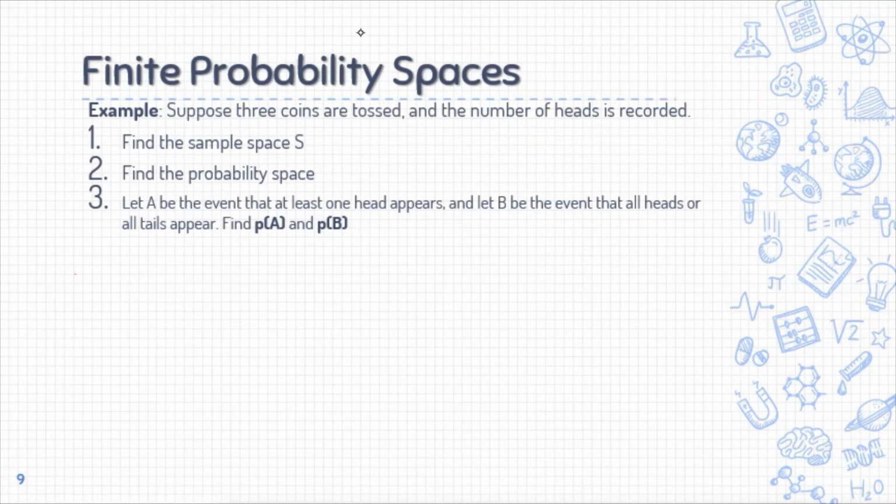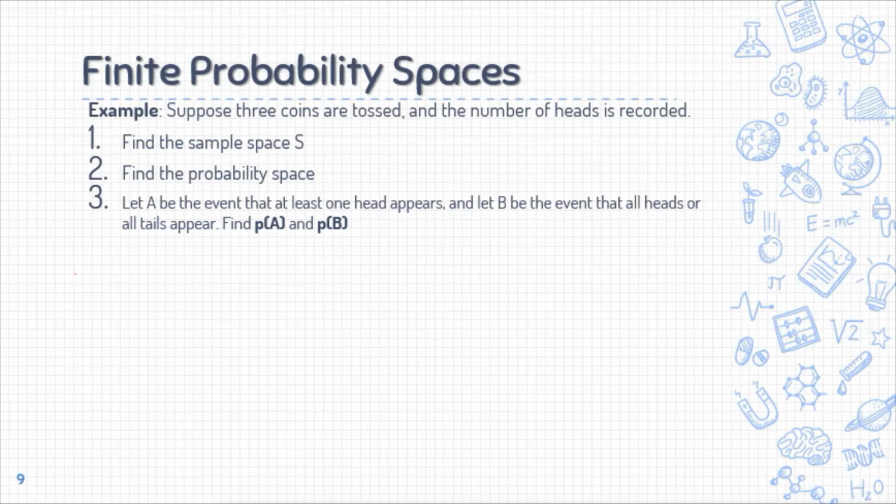Okay, so suppose 3 coins are tossed and the number of heads is recorded. Find the sample space S, find the probability space, and let A be the event that at least one head appears, and let B be the event that all tails appear. Find the probability of A and find the probability of B.